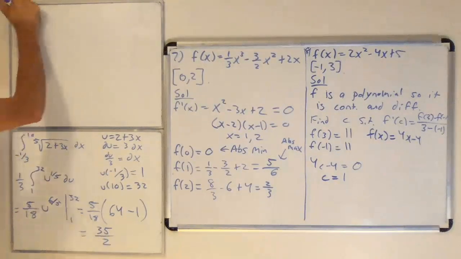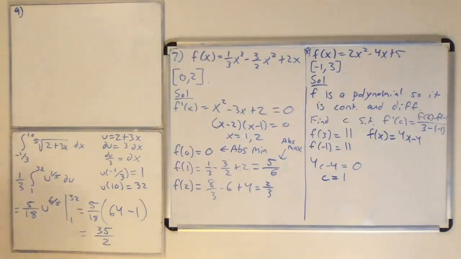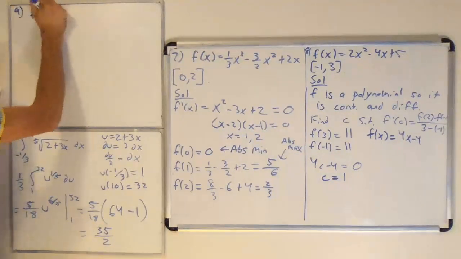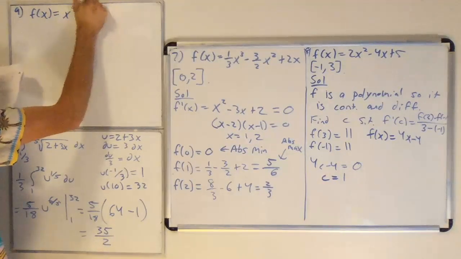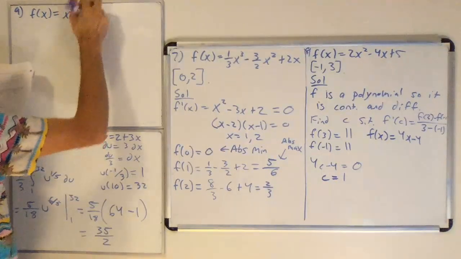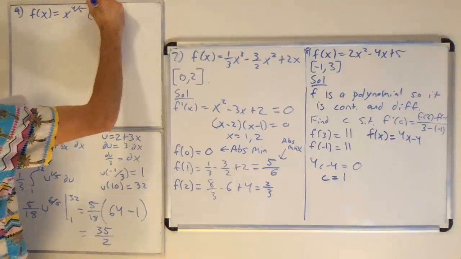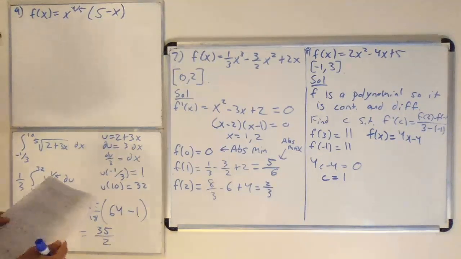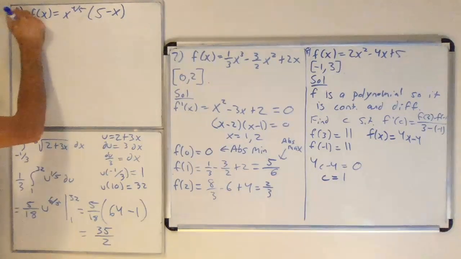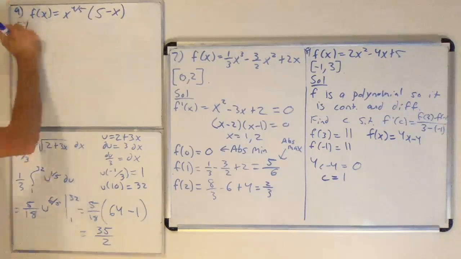Number 9. There we go, I wrote it down. Find the critical numbers of the function f of x equals x to the 4/5 times 5 minus x. Okay, so remember the critical numbers are when the derivative is 0 or is undefined. So we need to take the derivative of this function. We might be best off multiplying this out.